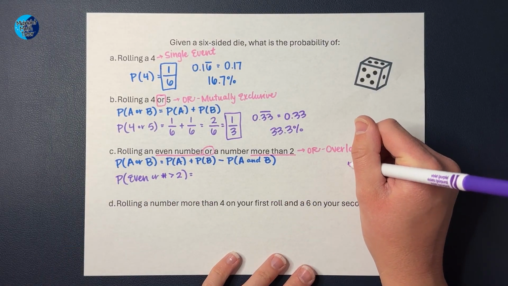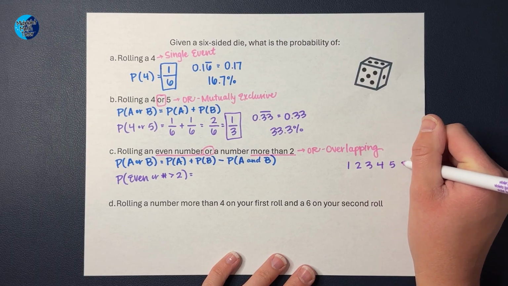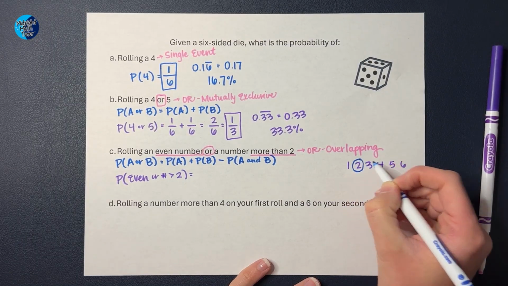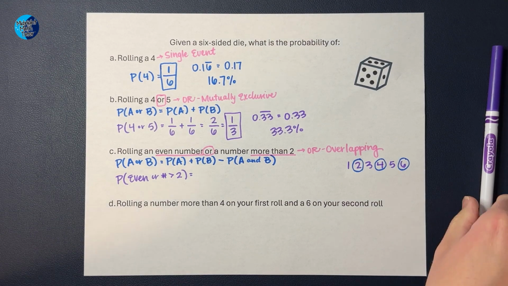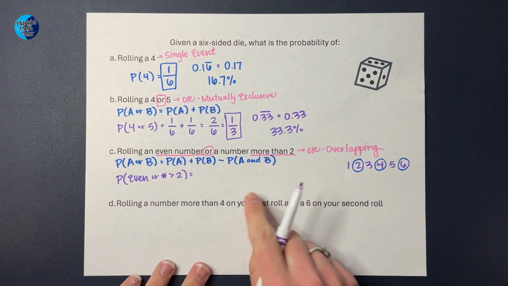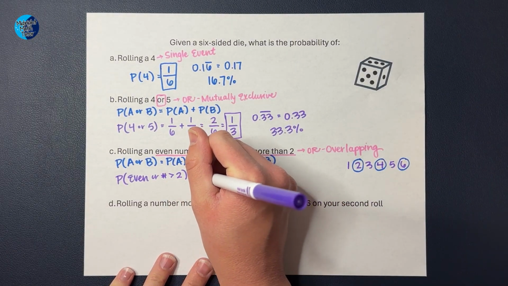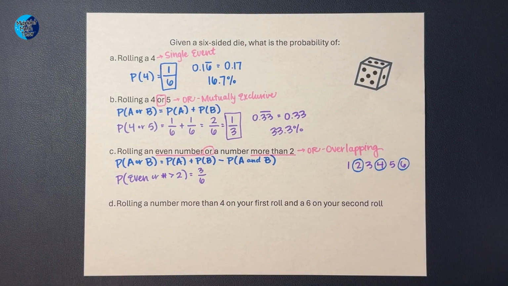Well, on my die, I have 1, 2, 3, 4, 5, and 6. My even numbers are 2, 4, and 6. So that is 3 out of 6, which simplifies down to 1/2. But again, since we're adding, I'm going to leave it as 3/6. There's that number again, to hopefully keep my denominators the same.